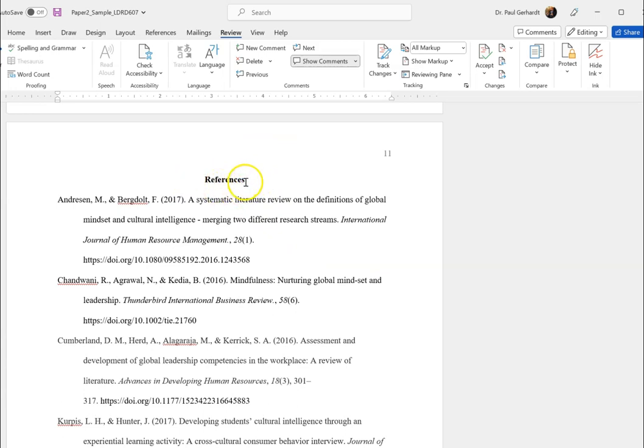It's bold, it's centered. You notice this ends with a period. You notice how there is a space between the ampersand and no space between the period and the comma. They use authors' last names and initials. So this author, Andreessen, first initial was M, could be Matt or Martha. This professor, Frederick or Francis Bergdolt, and so notice the spacing here.